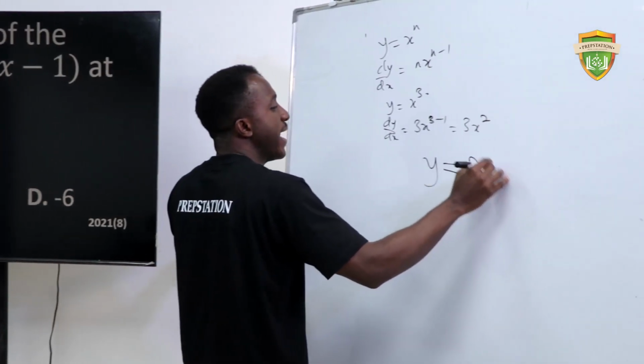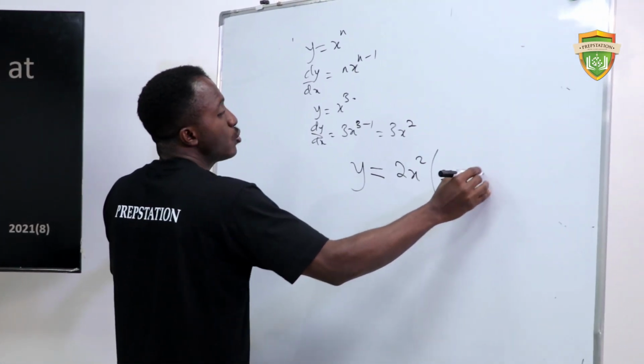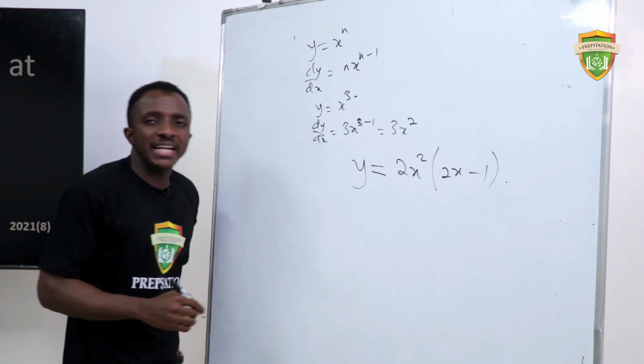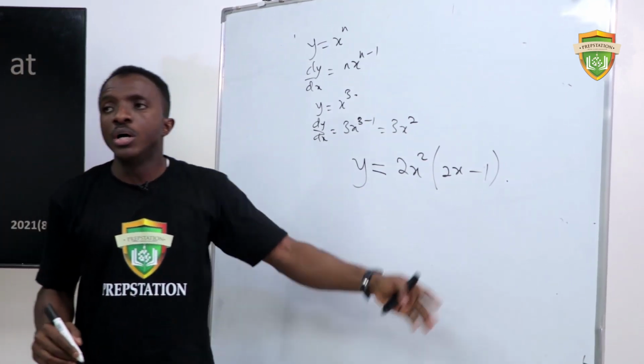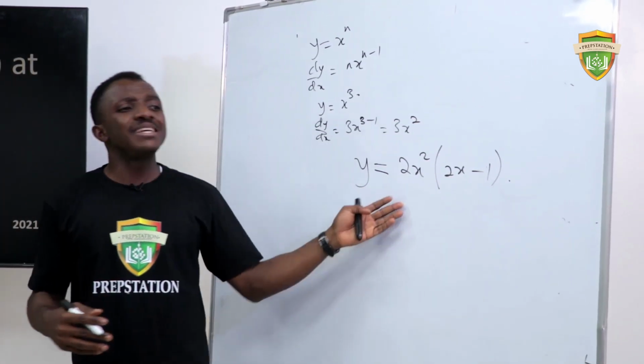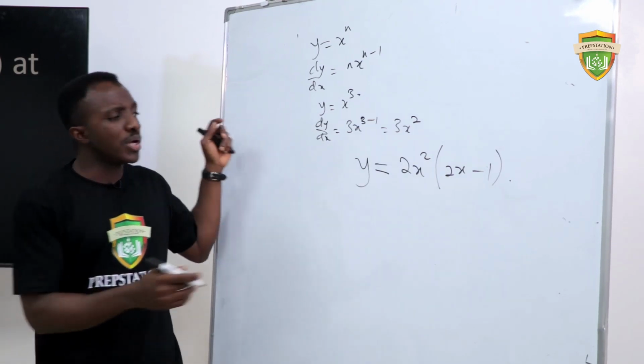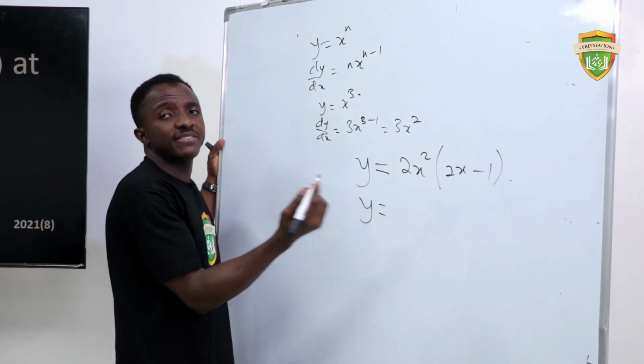Y equals 2x squared, open bracket, 2x minus 1. Now you can either solve this question using what we call the product rule, or you can simply open the bracket and make the work easy for you. Now let's open the bracket.